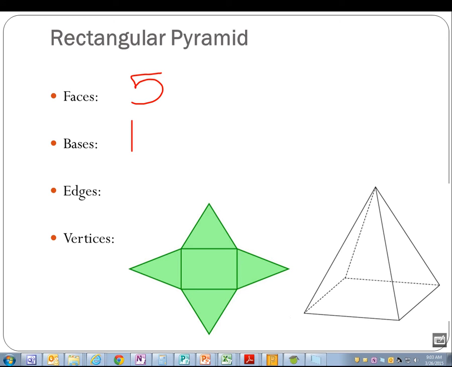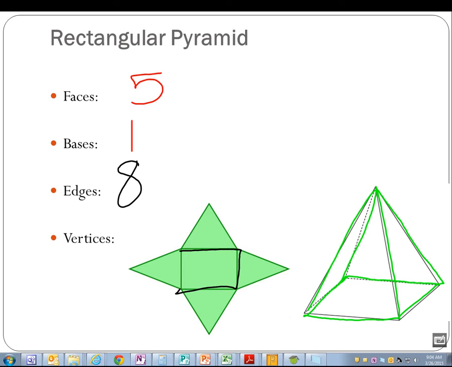Edges. Okay, edges we have, let's count them out. 1, 2, 3, 4, 5, 6, 7, 8. Okay. So we have 8 edges. And the way that we could do that is, you know that there's a rectangular base, and there's 4 of those, and all 4 of those have to meet up at the top. So that would be like 4 times 2.